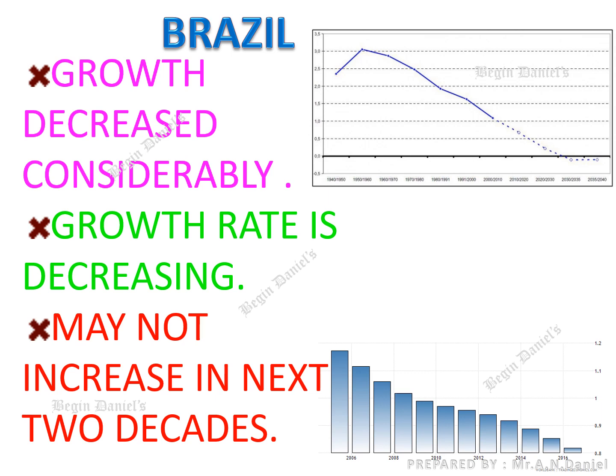What about the growth? If you take Brazil, population growth decreased very considerably. You can observe it in the line graph and also in the bar graph. Growth rate is decreasing very rapidly. Even if the government takes steps to increase the population, it will take minimum 2 decades. Population may not increase in the next 2 decades.